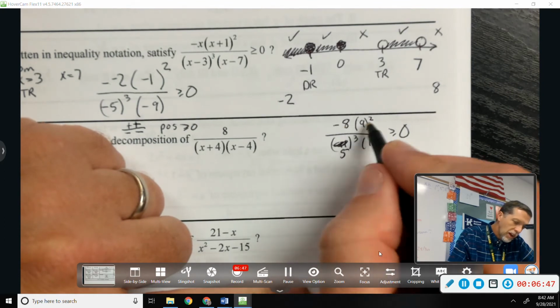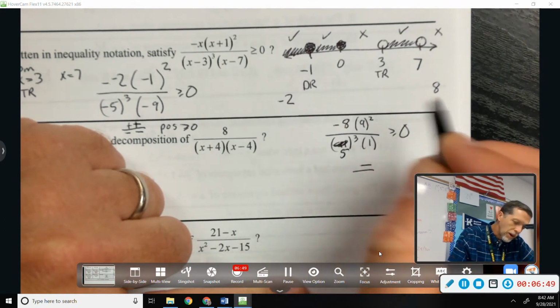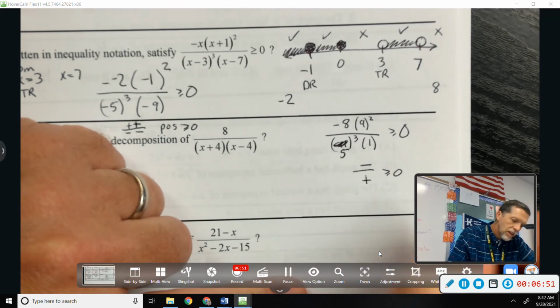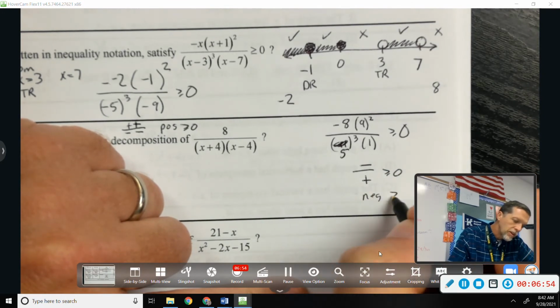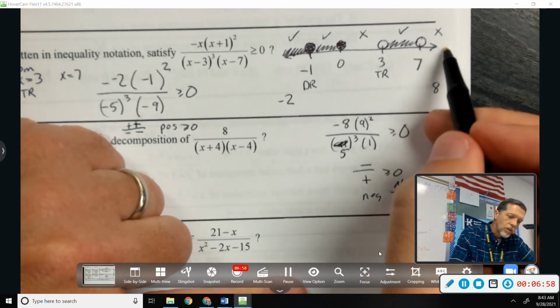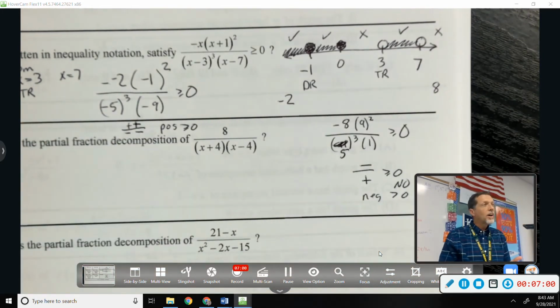So negative times positive is negative. The bottom's all positive. So a negative number greater than 0? No, that's not true. So 8 is an X, which is what we thought. So we feel pretty good about our answer, our number line.